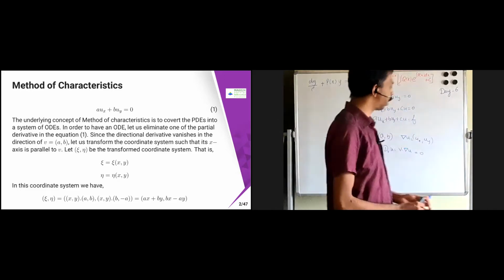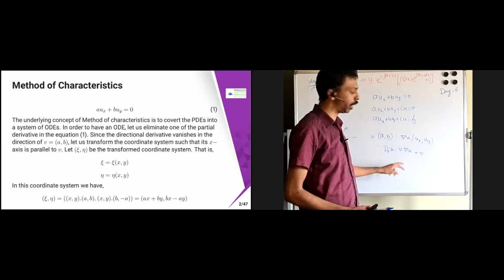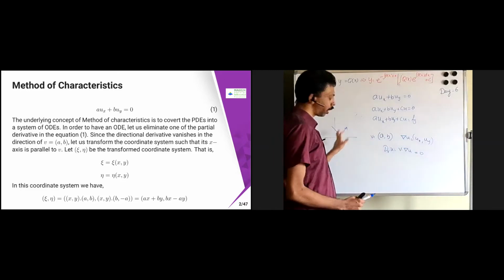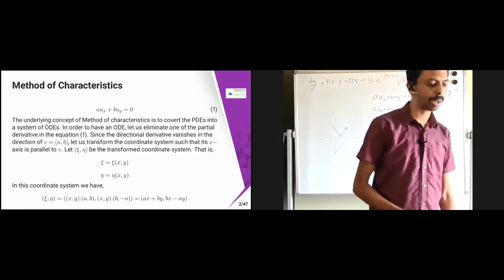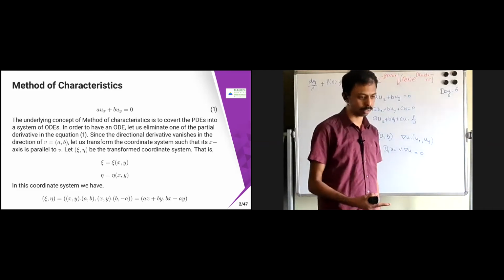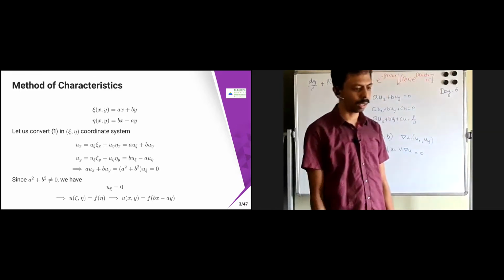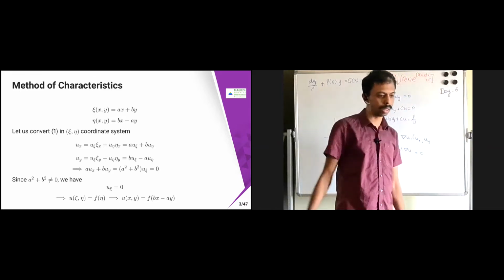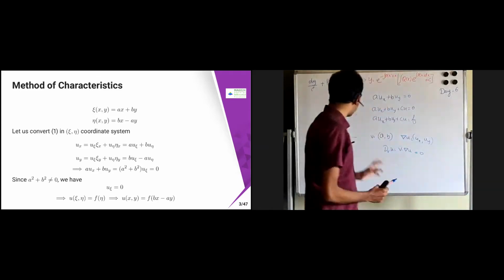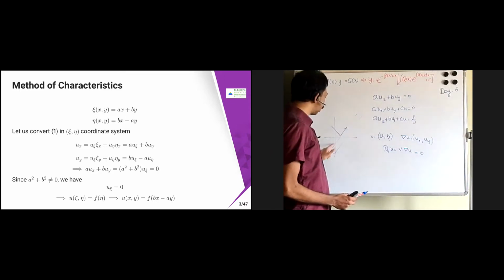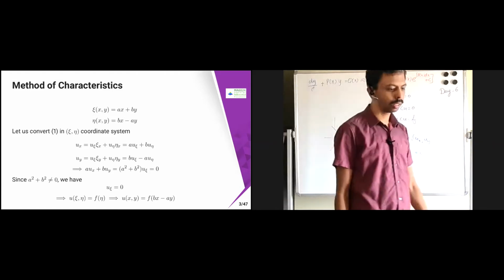So as I said here, the directional derivative vanishes in the direction v equal to (a, b). So you can just see that you can transform that into a coordinate system (chi, eta). That chi, eta is nothing but the characteristic coordinates. So whatever we derived earlier, we just took that. Since this line is parallel to v, chi is parallel to it, and eta is perpendicular to that. So I can take chi as a x plus b y, and eta, which is perpendicular to this line, as b x minus a y. So that we converted.